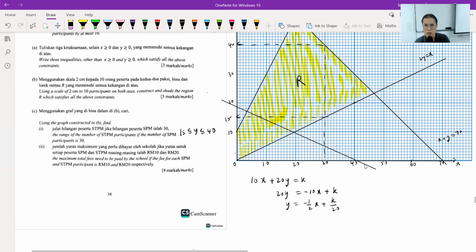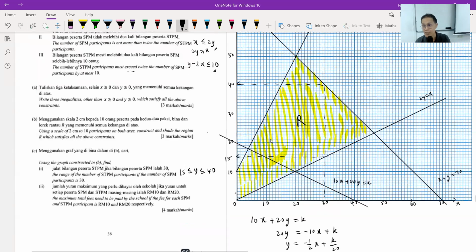Normally you can use a dotted line, but in this case, I cannot draw a dotted line here. I'm just going to draw a straight line to show you this is your objective function line. It's not wrong if you use a straight line, but normally we use a dotted line, because this is a variable line. This is a line representing your objective function that you're finding. You're finding the maximum cost. So this line is 10x plus 20y equals K. So it's a variable. I can move it up, I can move it down. I want to find a point that gives us the largest y-intercept.